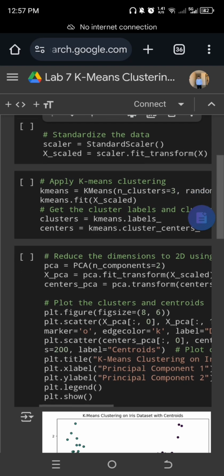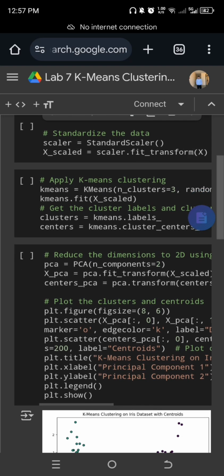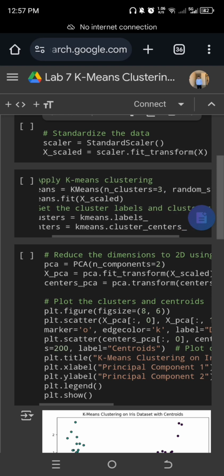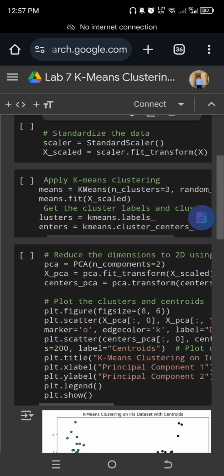The next one is get cluster labels and centers. Clusters calls kmeans.labels_ and centers calls kmeans.cluster_centers_. Labels are the cluster assignment for each data point, and cluster centers are the coordinates of the three centroids.